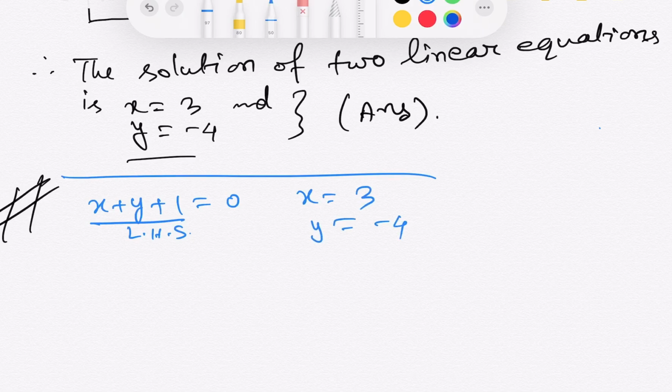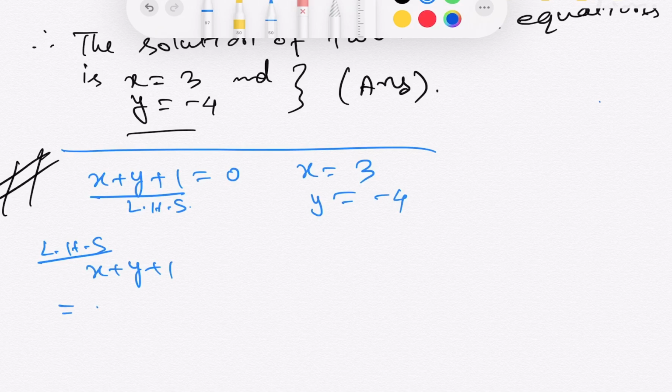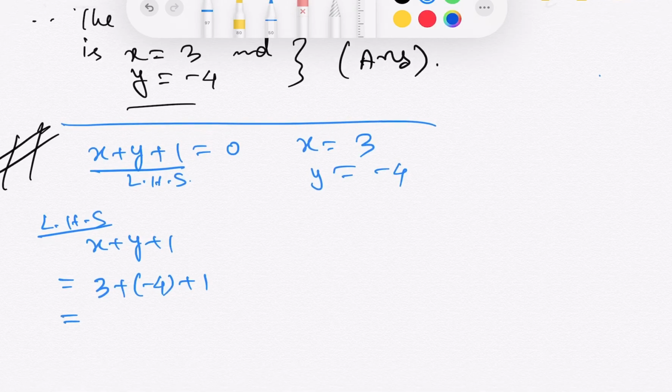So now here in the LHS part, x plus y plus 1. So here x which is 3 plus y which is minus 4 plus 1. So now here plus 3 minus 3. So now plus 3 minus 3 is 0. So this is also equal to the RHS. So our answer is correct.